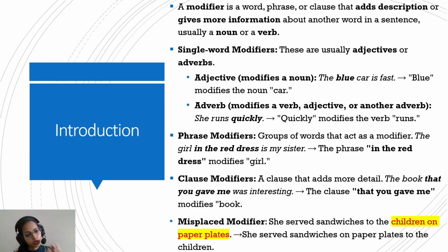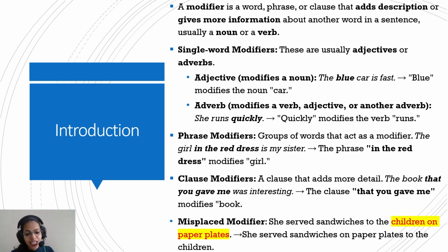So the idea is, a modifier can be just a word, a few words, or a longish statement, because what you gave me is not a complete statement but longer than a phrase. Sometimes when you misplace these modifiers, it completely changes the meaning of the sentence. For example, she served sandwiches to the children on paper plates. So were the children lying on the paper plates? In this statement, it's giving the sense that the sandwiches were given to the children who were on the paper plate. So it's completely changing the meaning.